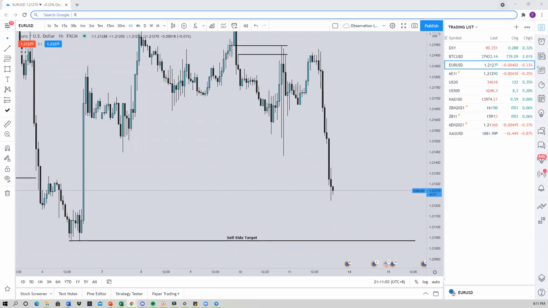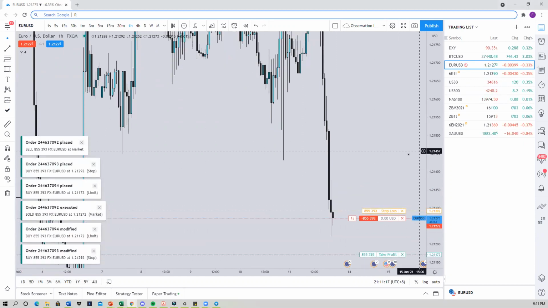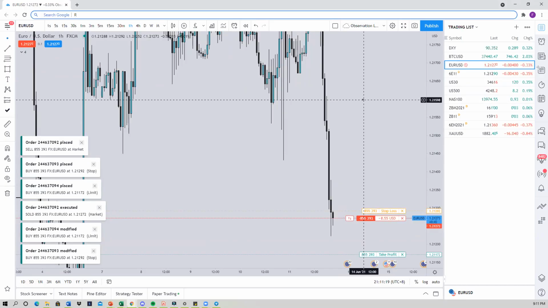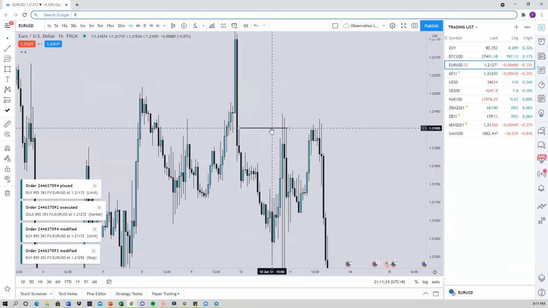So that's what I'm basically looking for on Euro USD tonight, and it's also the end of the week. So I took a sell. Let's see what happens. If I'm wrong, it's fine. It's a demo. Anyways, where were we?